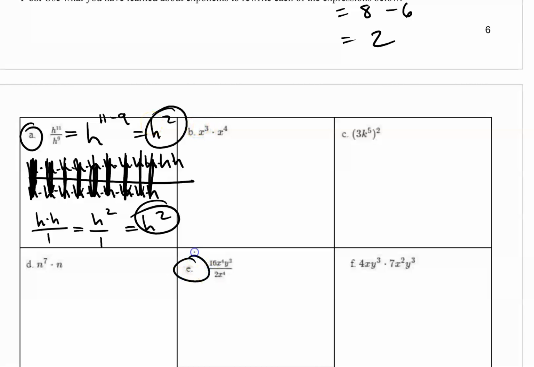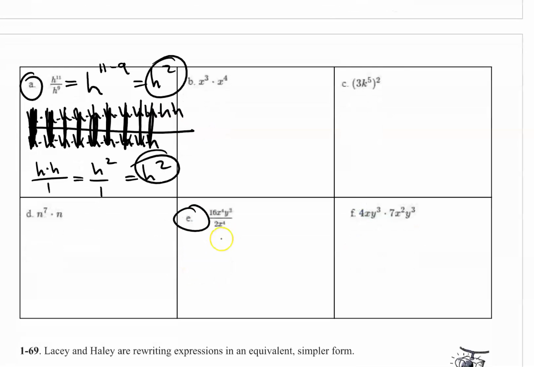Alright, how about E? That looks difficult. So for part E, the coefficients, or the numbers in front, I'll put those in their own fraction, times, I'll give the x terms their own fraction, times, and I'll give the y terms their own fraction. I've got y to the power 3, and since there's no other y on the bottom, I'll put it over 1, because any number divided by 1 is not going to change.